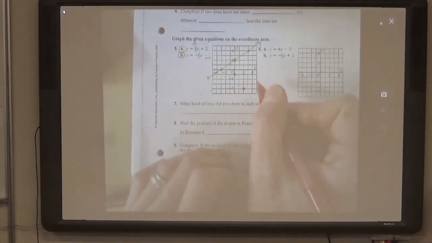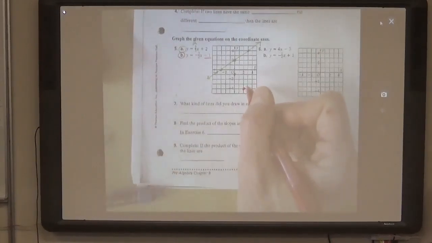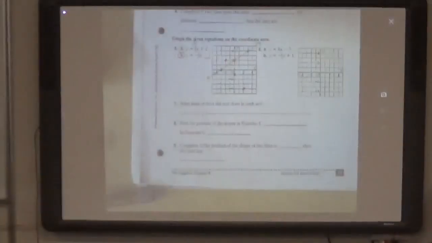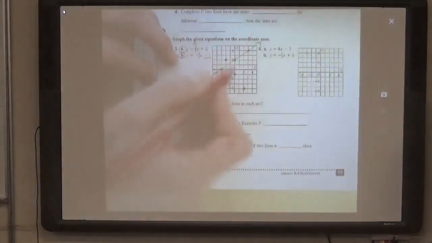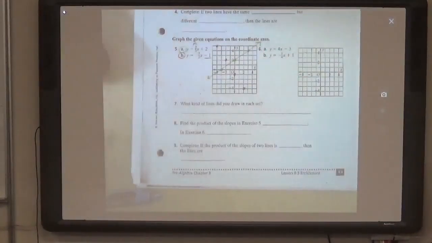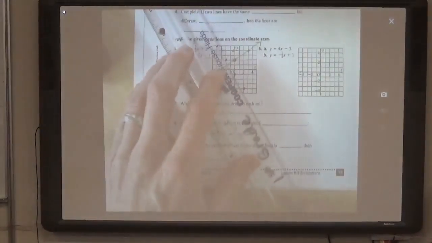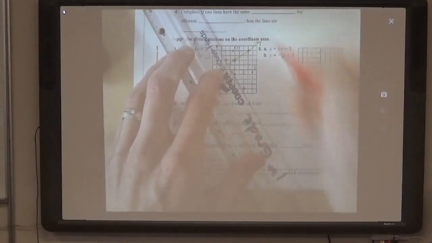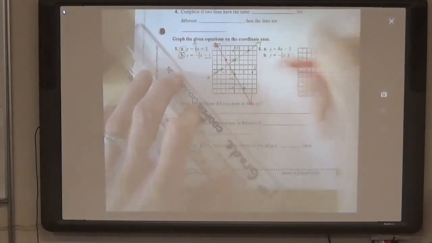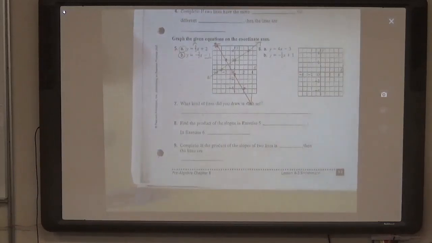No, it's down and to the right. If we're going down, that's the -3. And then right 2. Or what if we decide to go up 3? Then we would go to the left 2. And draw that line. So these two lines are not parallel.